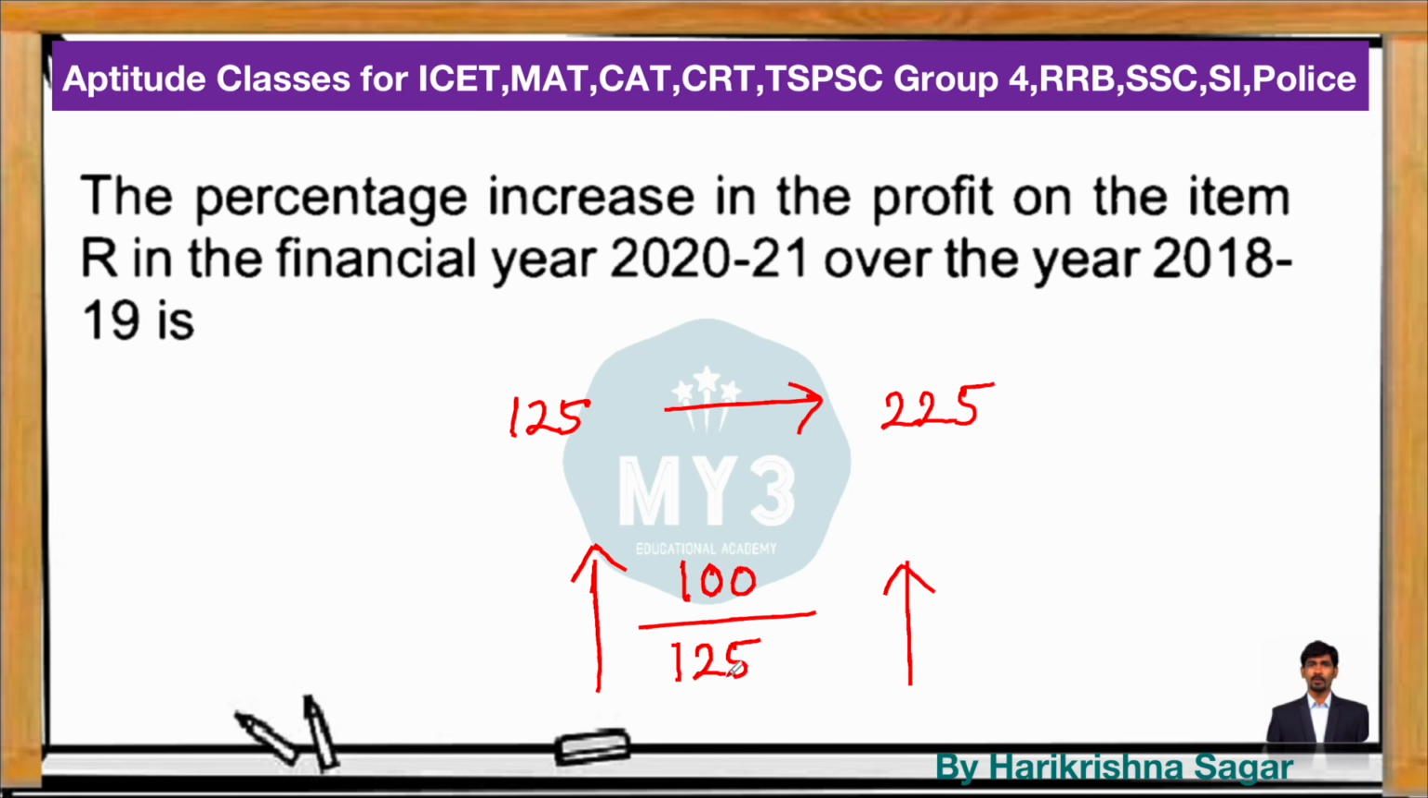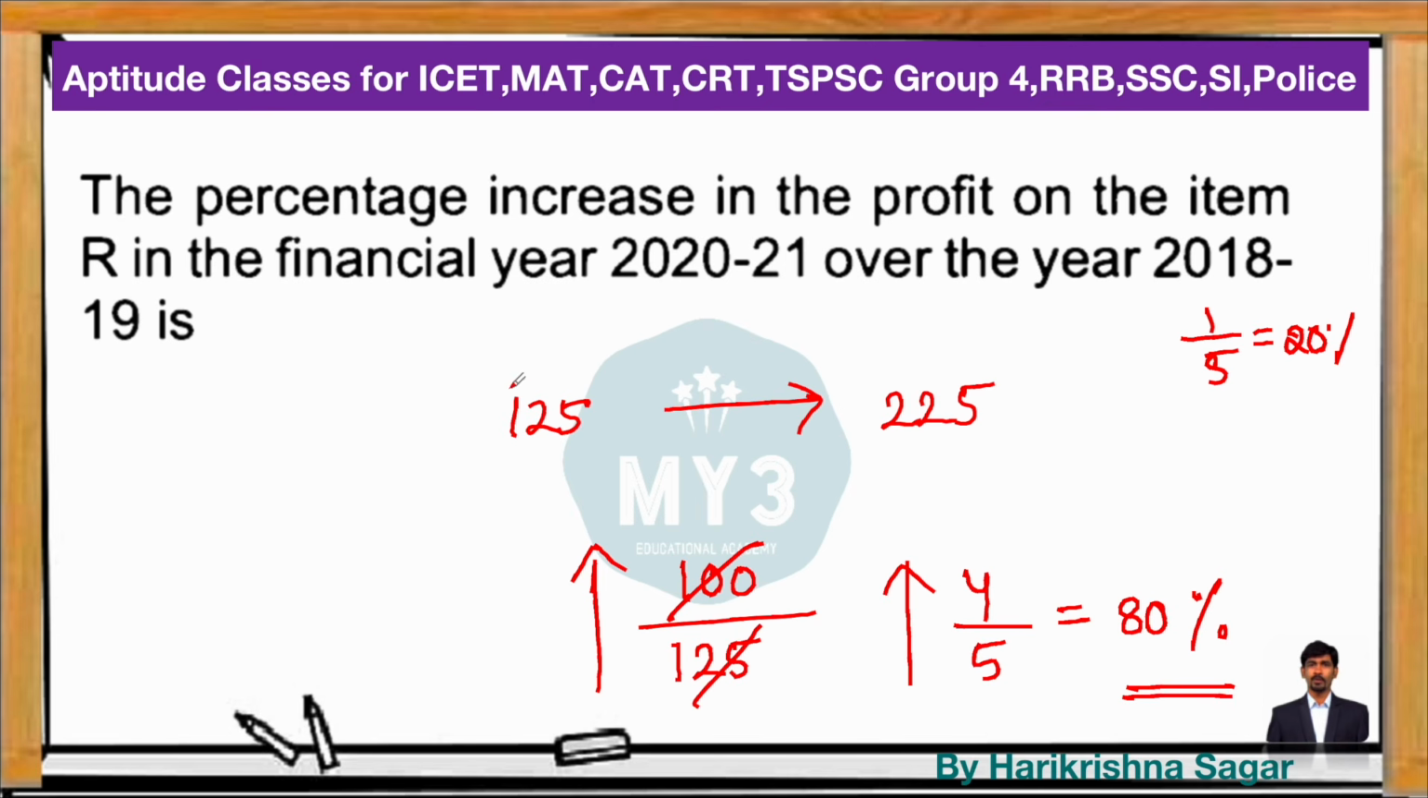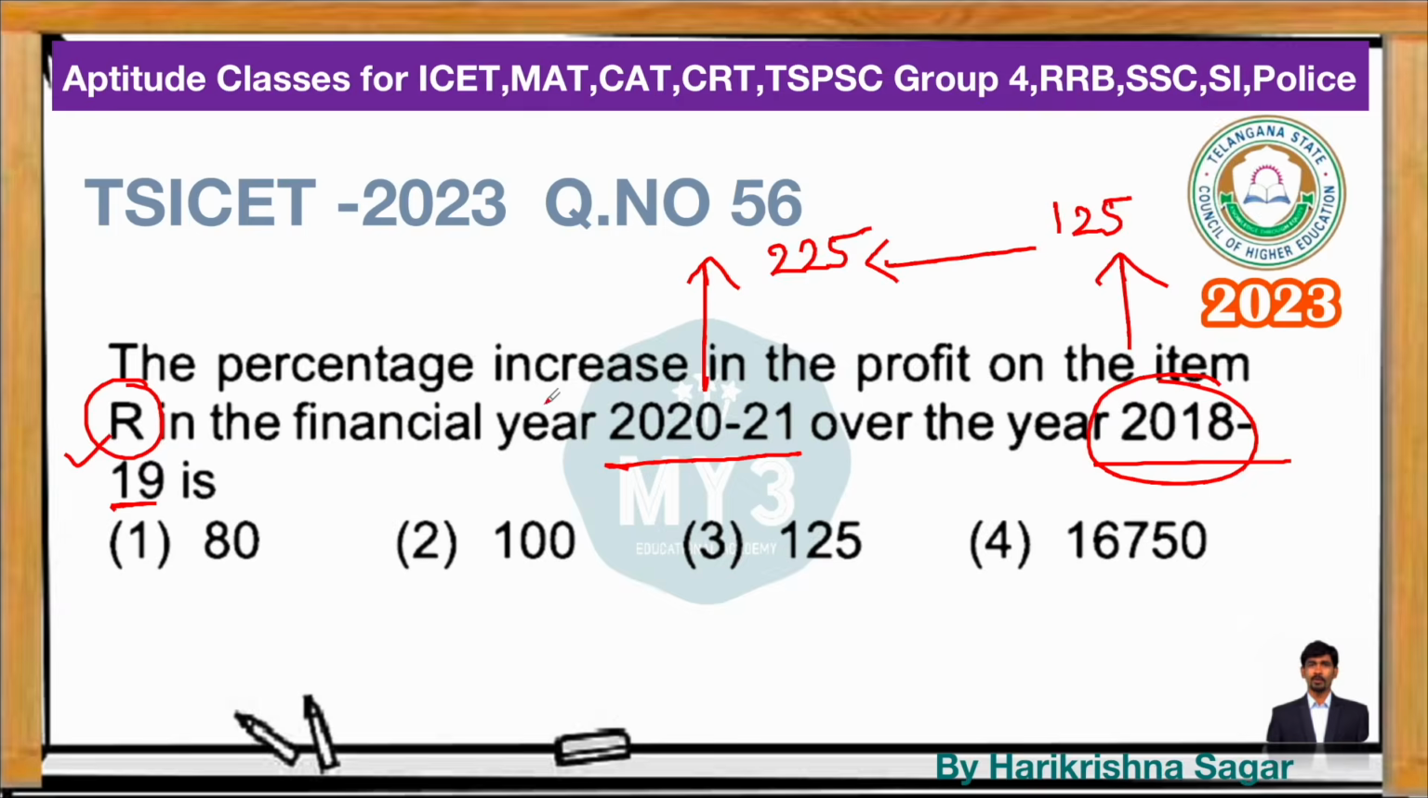So 100 by 125. Both the numbers are in the 5 table, the 25 table: 25 4s and 25 5s. We got this result as 4 by 5. I very well know that 1 by 5 gives a result of 20%. If it is 4 by 5, we can directly write it as 80%. That means the percentage increase from 18-19 to 2021 is 80%, which is available as option 1. Mark it as the answer choice. Hope you are able to understand.